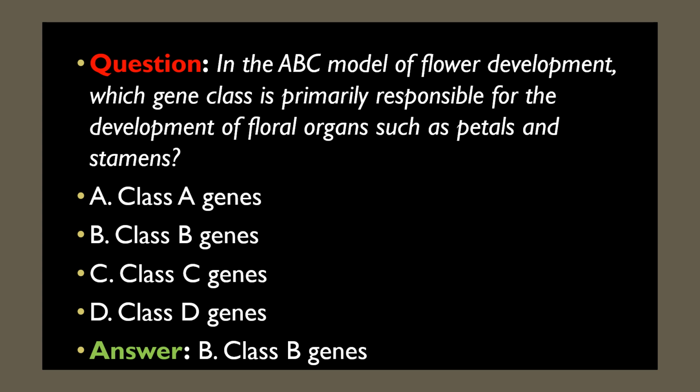In the ABC model of flower development, class B genes are crucial for the development of petals and stamen, and the class A genes are responsible for the formation of sepals and petals, while the class C gene is involved in the formation of stamens and carpels, and the class D genes are not part of the ABC model but are involved in the fruit and ovary formation in the ABCD model. So this is the explanation. Let's move to another question.